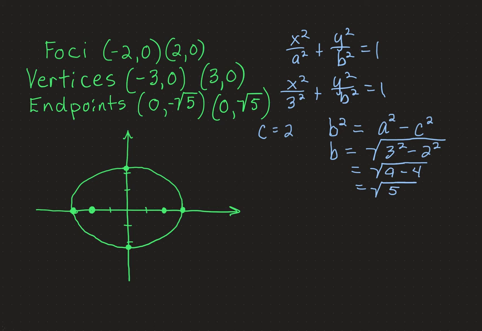Remember that although the foci define the ellipse, they are not part of the ellipse. The ellipse runs through the vertices and the endpoints of the minor axis. So that is our result if we are just trying to graph the ellipse. But if we want the equation, that would be x squared over the distance between the center and a vertex squared, plus y squared over the distance from the center to one of the endpoints of the minor axis squared, equals 1.